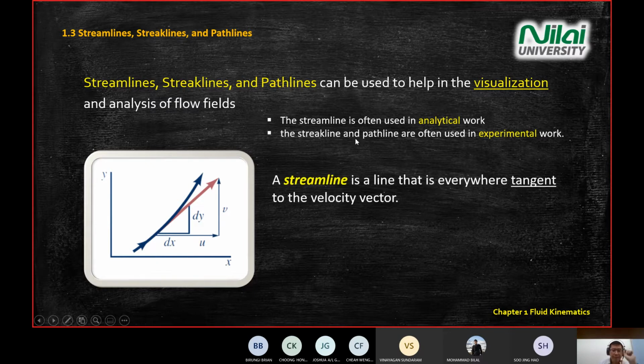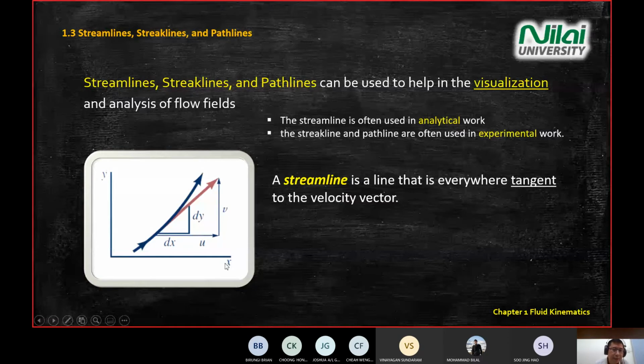All right, now the definition of streamline is a line that's everywhere tangent to the velocity vector. On the diagram here, you can sketch this diagram in the space given in your tutorial. Sketch this graph. Start with the axes, x and y, and every time you only see x and y, this is a two-dimensional flow scenario. And you have a curved line here.